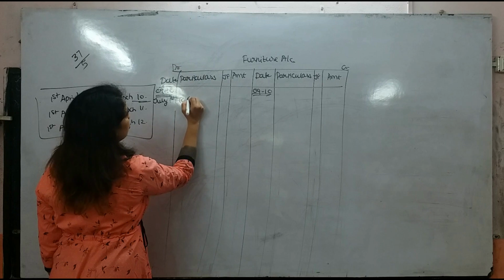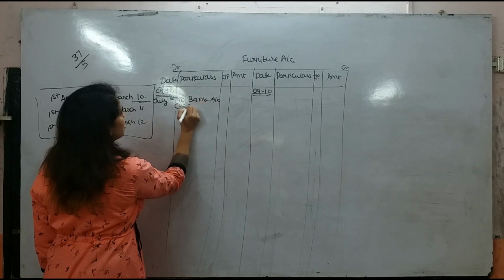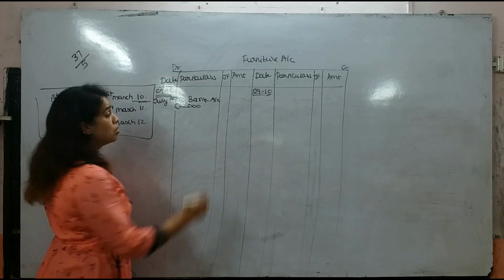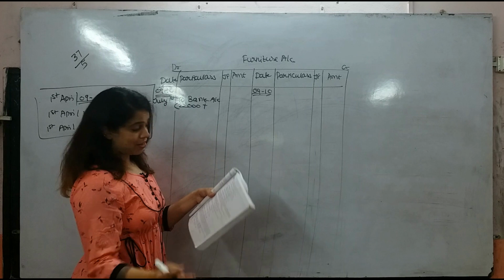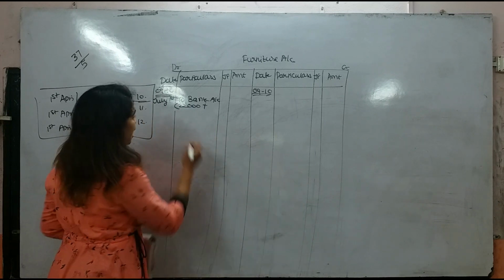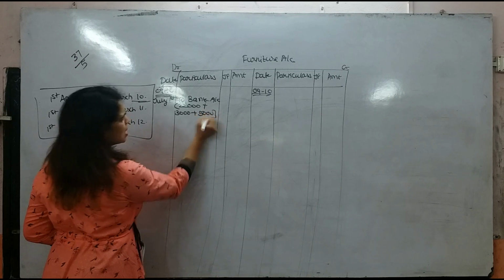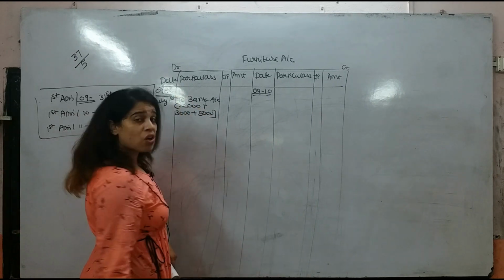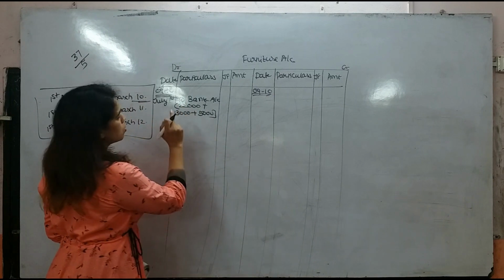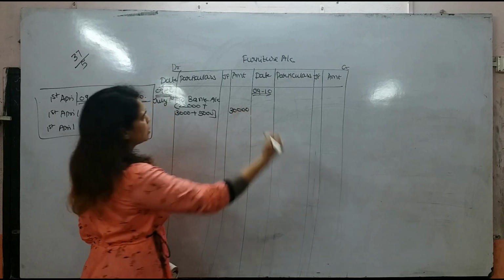So furniture account debit to bank account. What was the price? Price was 22,000, but they have spent 3,000 for erection and 5,000 for carriage. So 22,000 plus 3,000 plus 5,000. These are the direct expenses, so they will get included in the cost of the furniture. So 22,000 plus 3,000 plus 5,000, the amount will be 30,000.